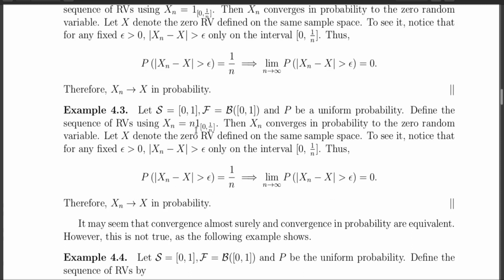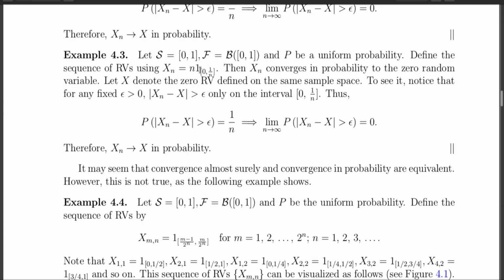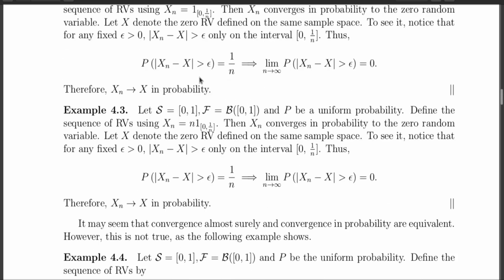So these two examples basically show that, even if I multiply the random variable, where it is not equal to 0, by n or by any real number, the convergence will still be there, because the probability that |Xn - X| is greater than epsilon will be smaller and converge to zero as I increase n.